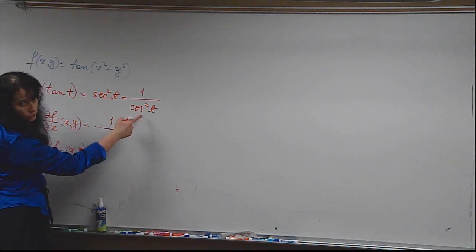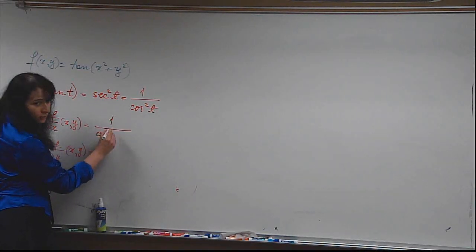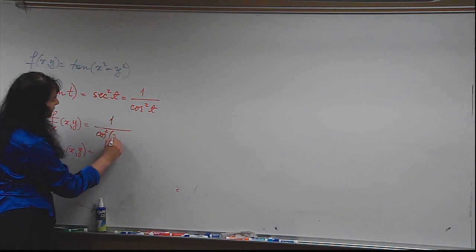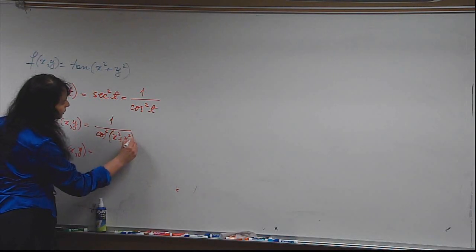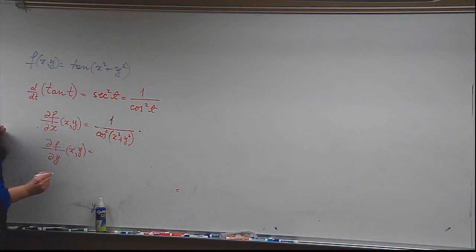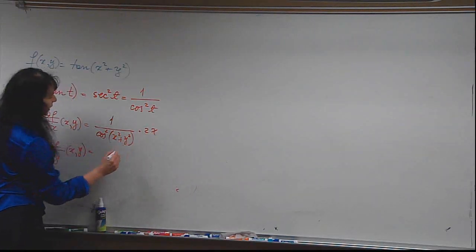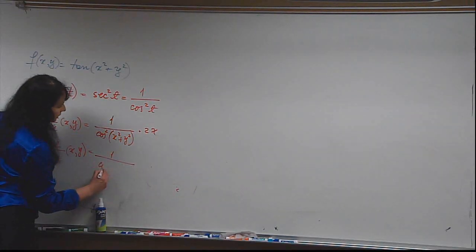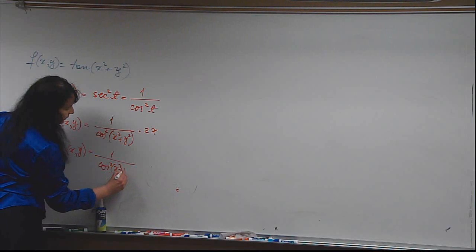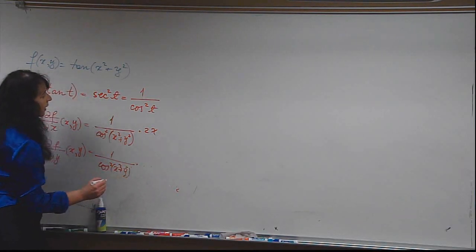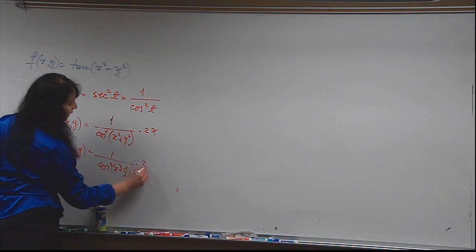I love this one, okay? Don't tell me what I want to like. Okay, just kidding. x squared plus y squared times 2x. Good. How about the other one? The same thing, times 2y.